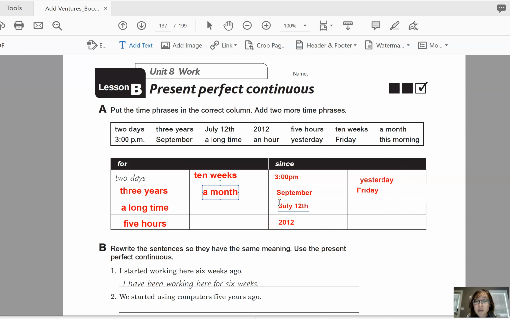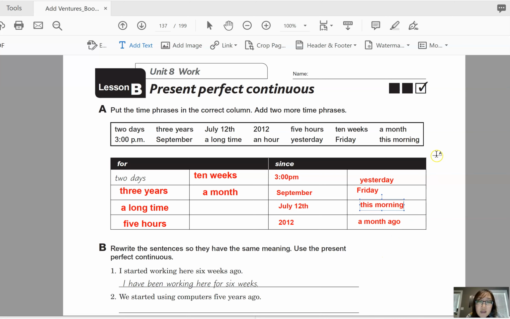Now, let me make a comment. If you say a month ago, then that goes under since. Because that's a specific time. So since a month ago, 1 month ago. So when we say ago, then we have to put it under since. Okay, this morning, that is specific. So we can say since this morning. Okay, I think that's everything.